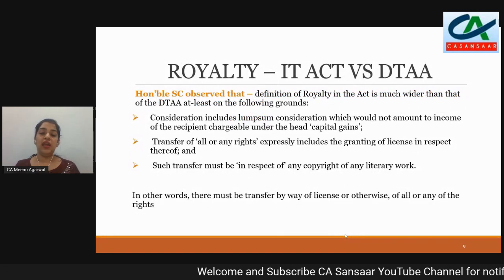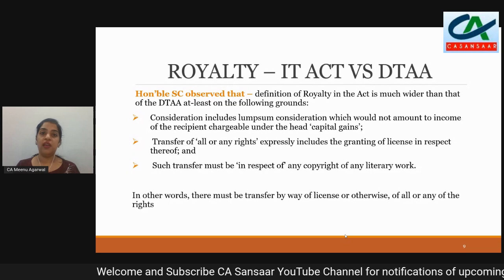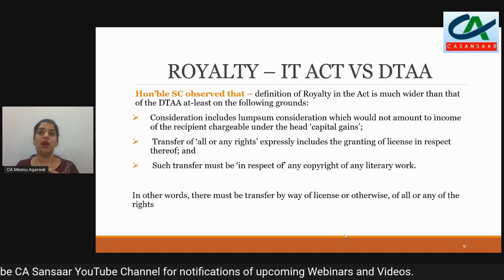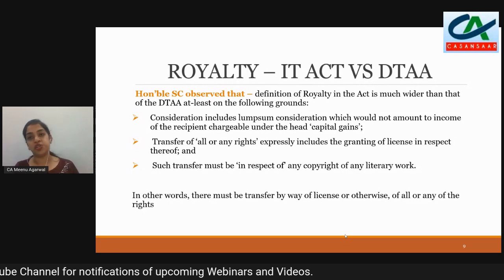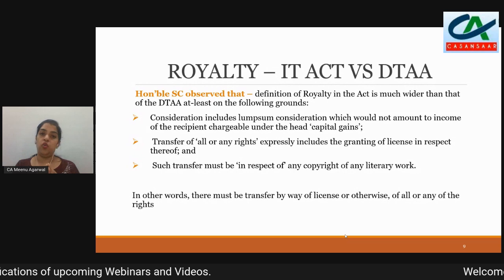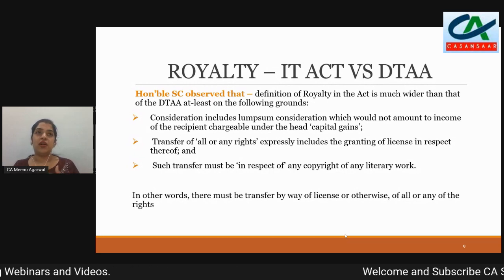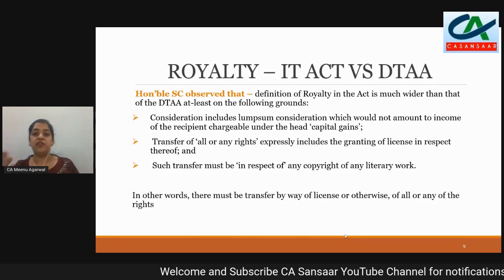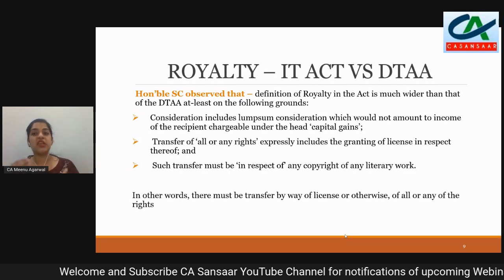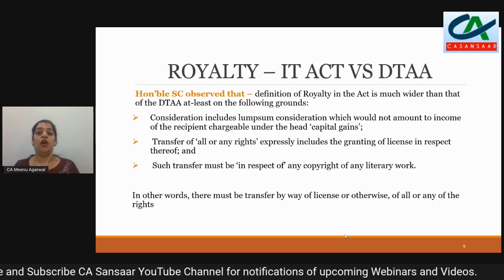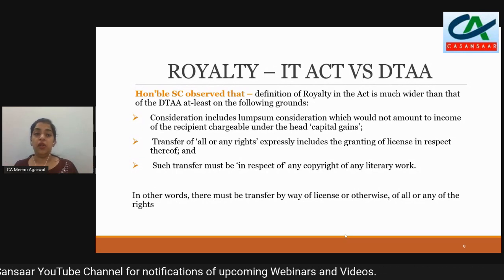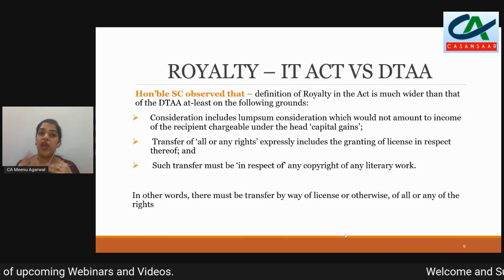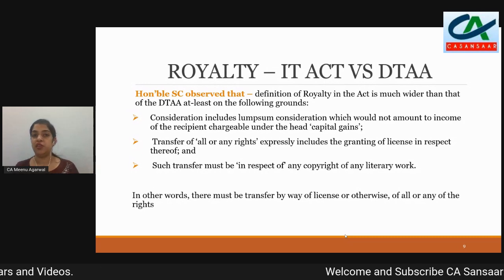Now, after understanding and analyzing the definition of royalty as per the Act, the Supreme Court next took up the definitions to be analyzed and understood as per the Double Taxation Avoidance Agreement, in short referred to as DTAA. After comparing a few of the DTAAs of the countries with whom the various assessees have entered into transactions, like USA, Singapore, Japan, the Supreme Court observed that the definition of royalty in the Act is much wider than that of the definition in the Double Taxation Avoidance Agreement.